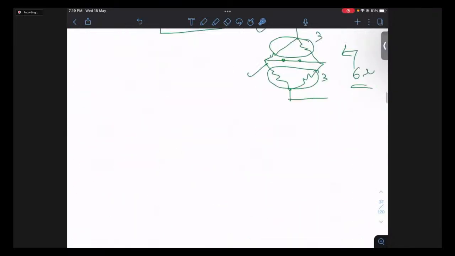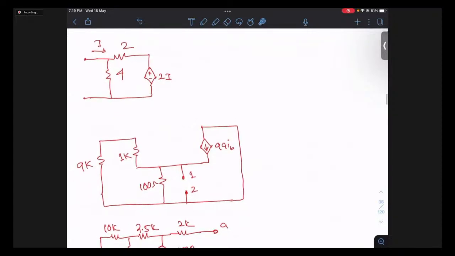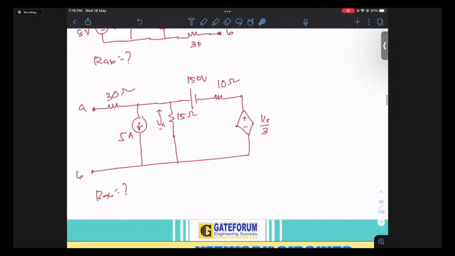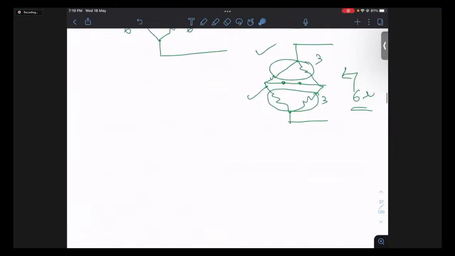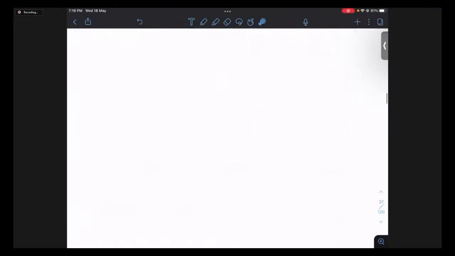Okay, so I have taken some questions. So one by one we'll see. The method is very simple actually. There are 3 cases I said. In case 1, I said only dependent source. So if it is only dependent source, what is the method?